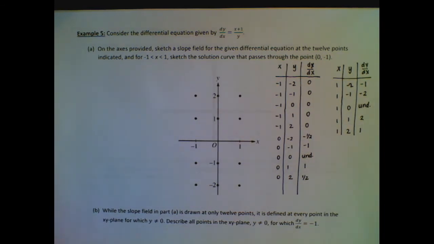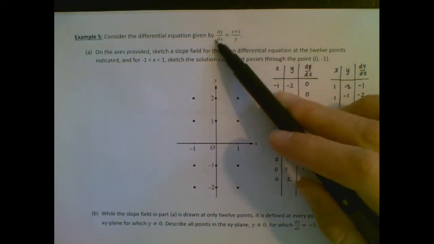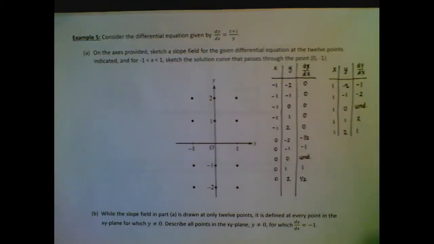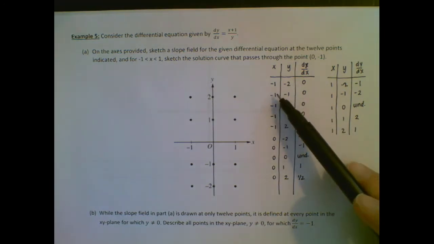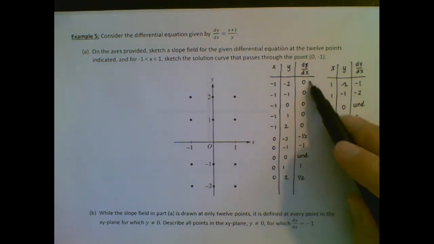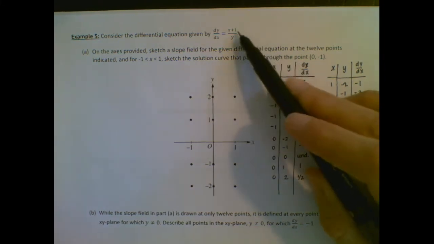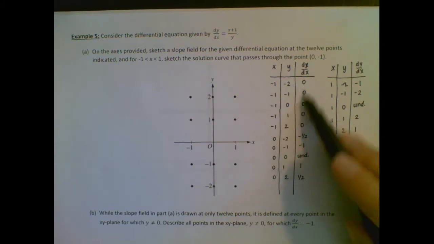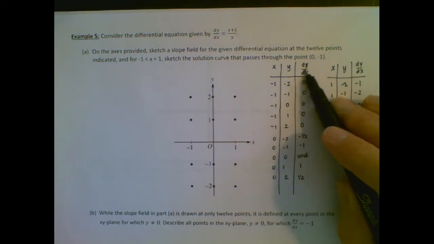Start with example 5. This is originally the one that I skipped over in class. In this case, we're given the differential equation dy/dx is equal to (x + 1)/y. I created a table of values for all the points that I was given in my slope field. I calculated the slopes by substituting these x values and y values back into my differential equation to get dy/dx. And remember that dy/dx is representing the slope at that point.